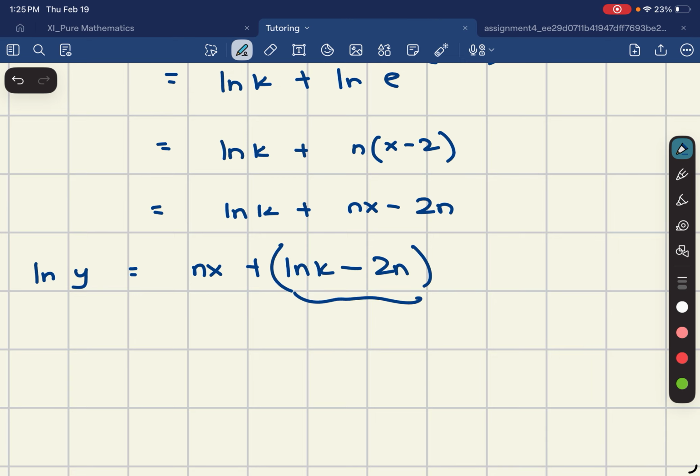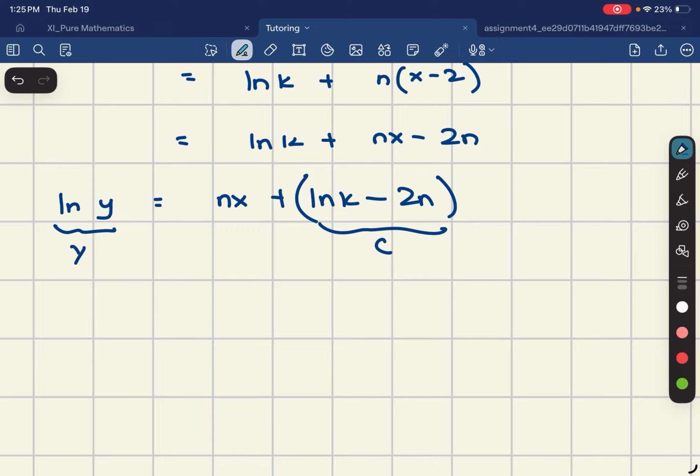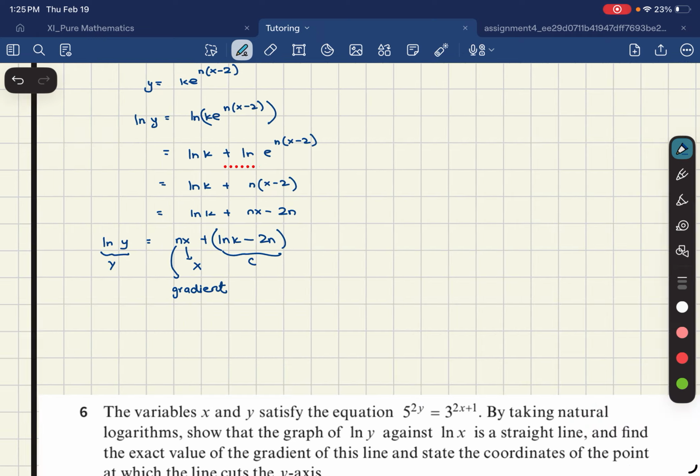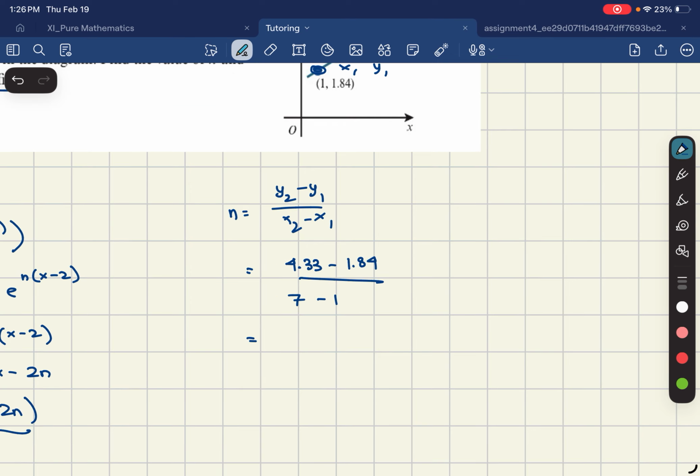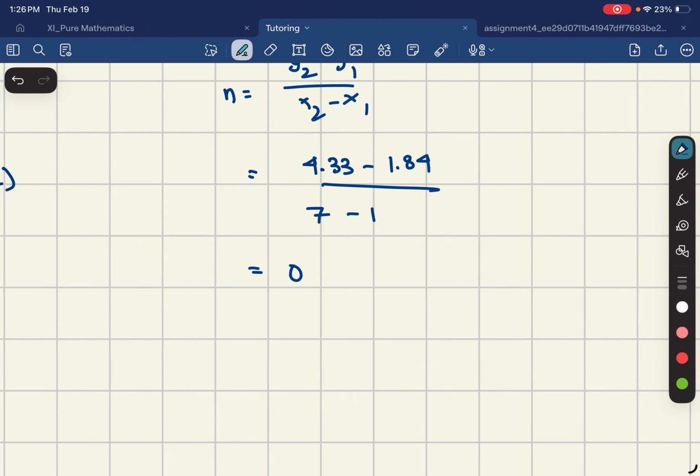So this is going to be your y-intercept. This is plotted on your y-axis, this is plotted on your x-axis, and n is your gradient. And we can calculate the gradient. N is just going to be y2 minus y1 over x2 minus x1. So take this to be your x2, y2, and this to be x1, y1. So y2 is 4.33 minus y1 is 1.84, divided by 7 minus 1, which is just 6. So I have 4.33 minus 1.84 divided by 6. And to two significant figures, that is 0.42.